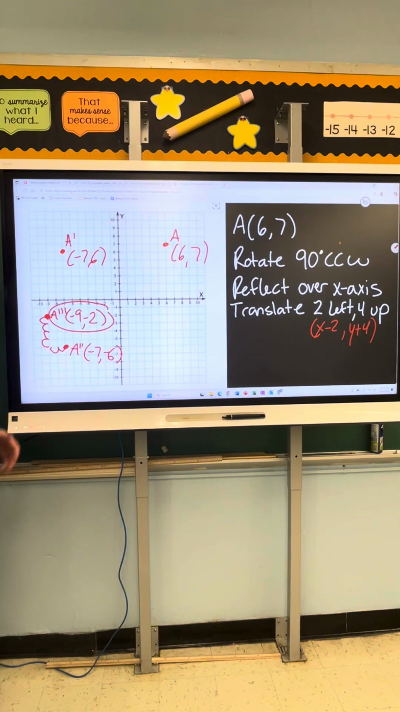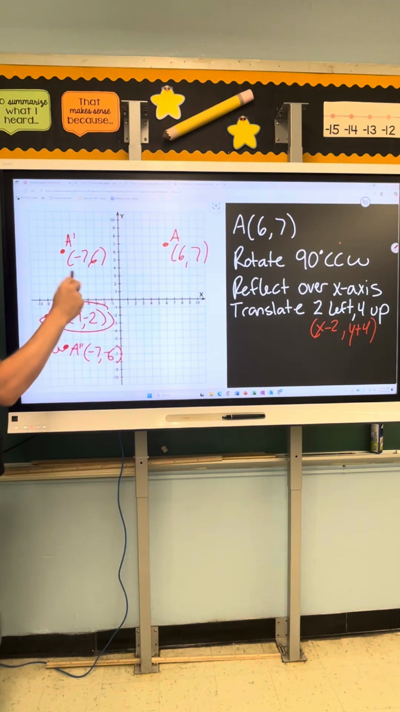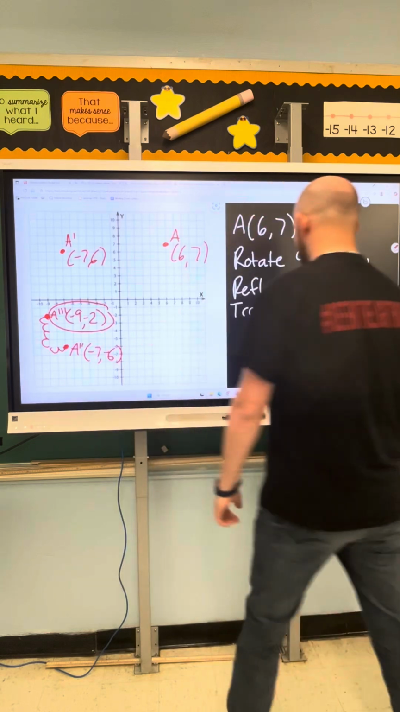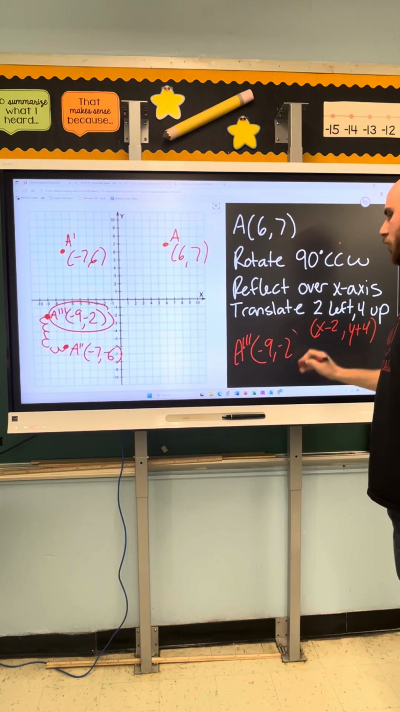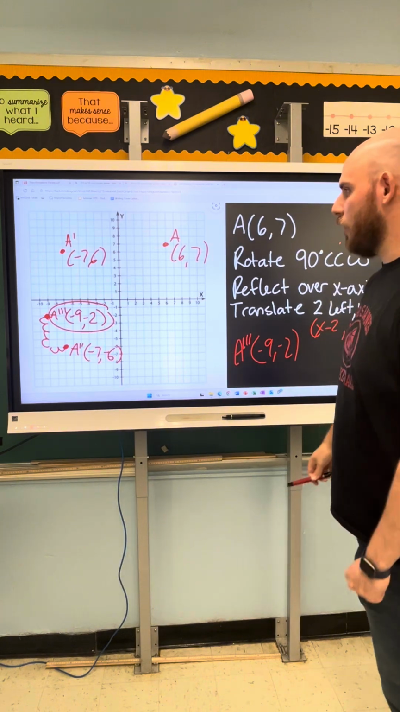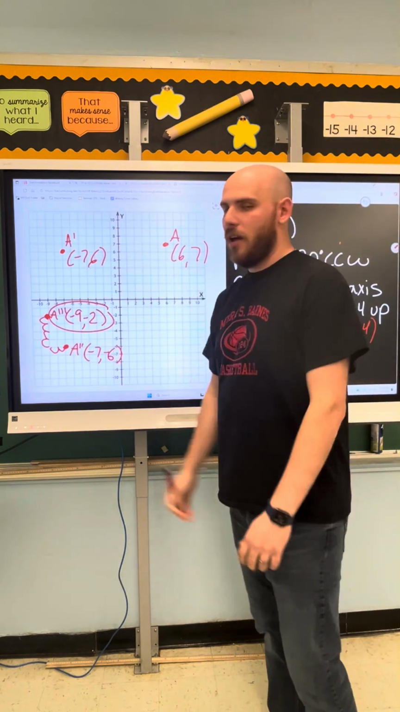So after all of this, we went from (6, 7) all the way to (-9, -2). That is our final point. That's how you do multiple transformations. You follow them one after another. So again, it went from (6, 7) all the way to (-9, -2).